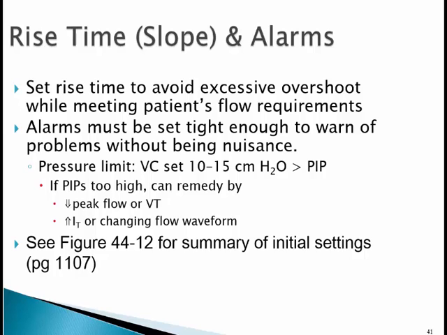Alarms must be set tight enough to warn of problems without being a nuisance. For example, the pressure limit in volume control is set at 10 to 15 centimeters above the peak pressure. If peak is too high, you can remedy by decreasing the peak flow or decreasing the tidal volume, increasing the I time, or changing the flow waveform.